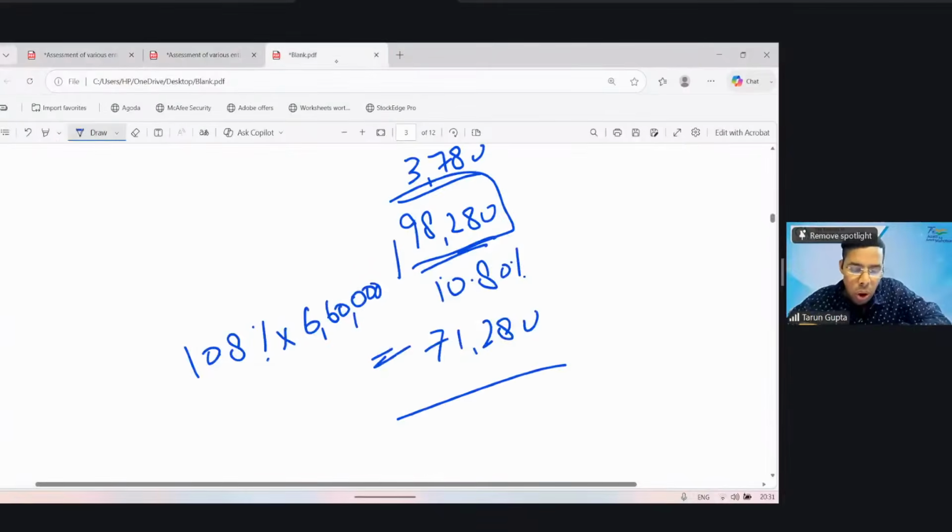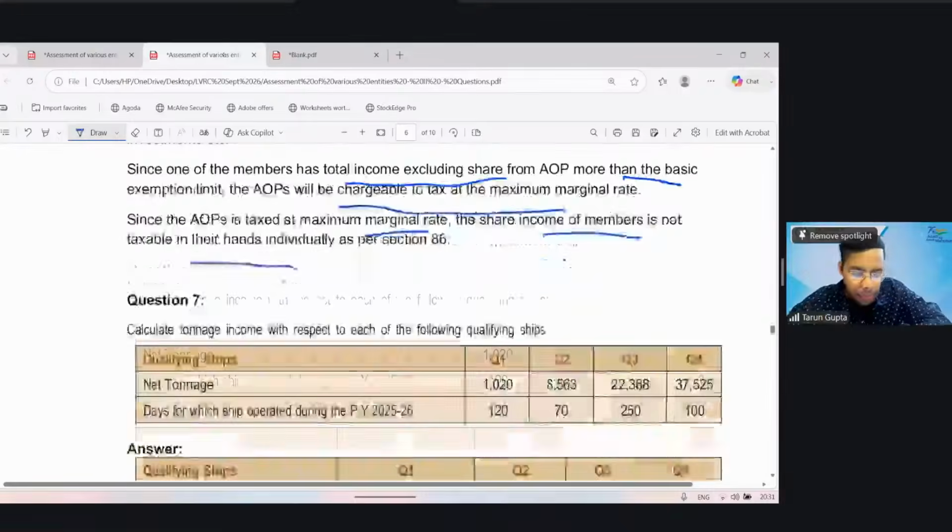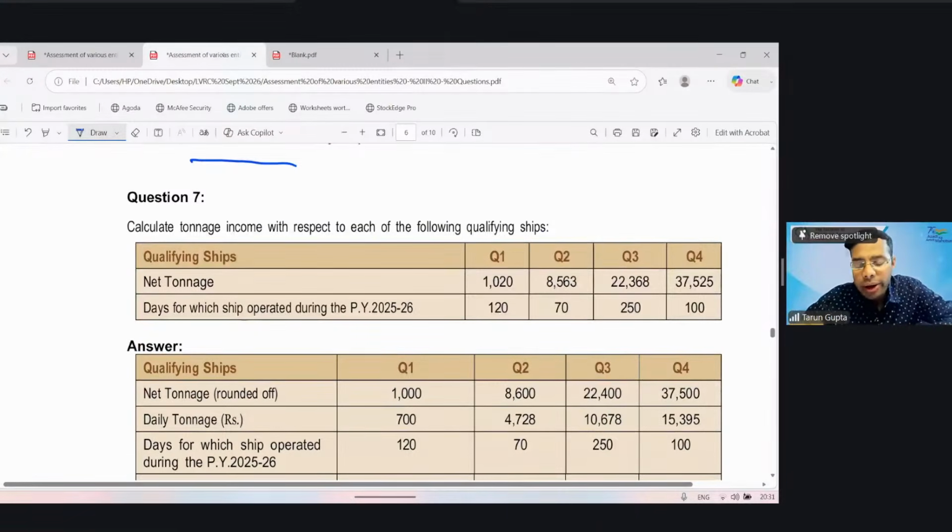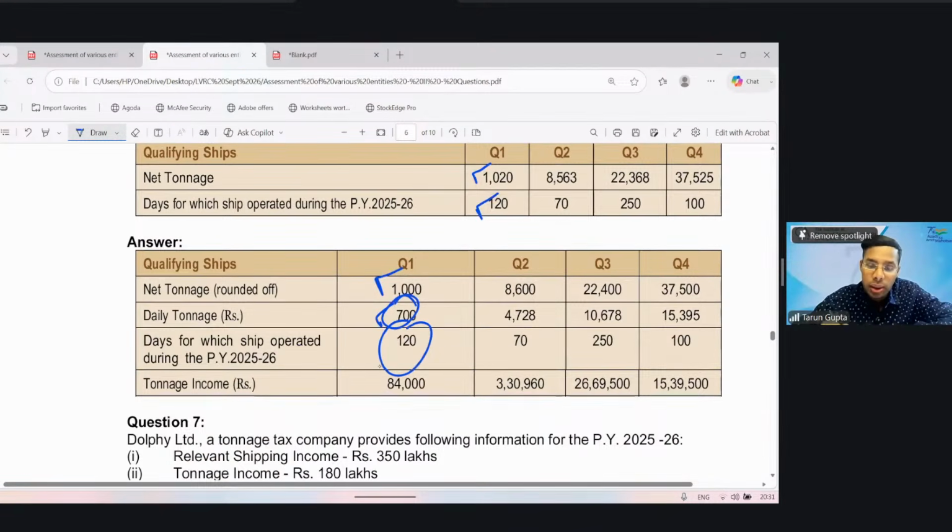I have a small question on this. Calculate tonnage income. Qualifying ship 1, the net tonnage is 1020. So I have to round it off first. The last figure is 20, so I will round off to the next lower amount. So 1,000. Tonnage income is 70 per 100 up to 1,000, so rupees 700. Clear? The ship was operated for 120 days, so I'll multiply this with 120 days. The tonnage income is 84,000.